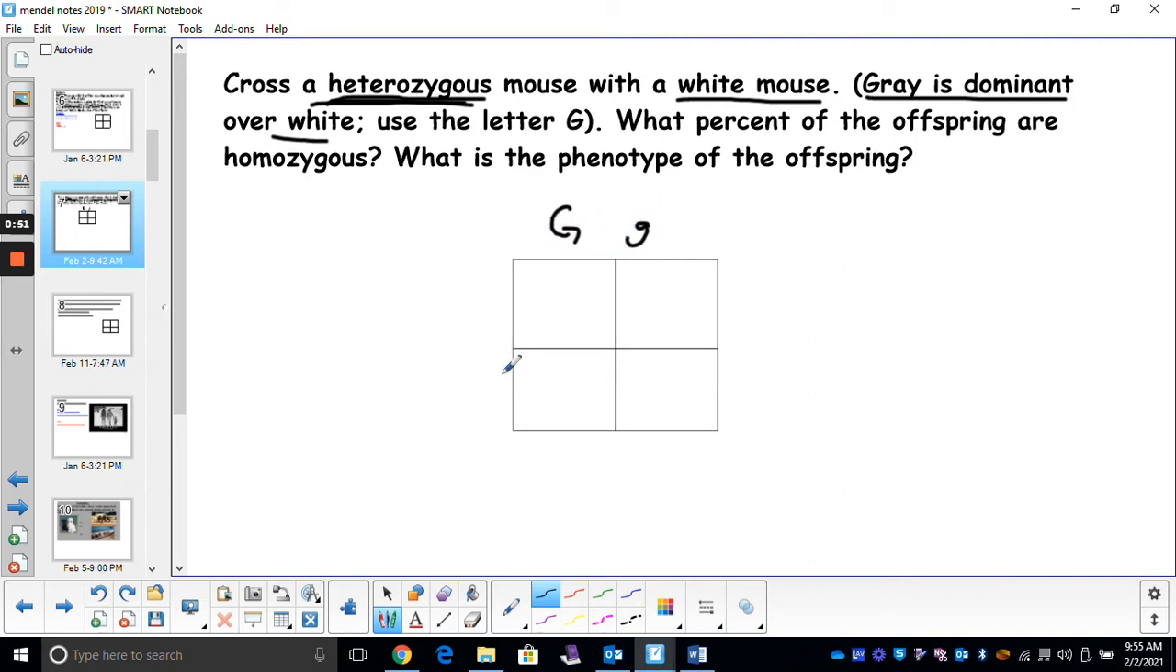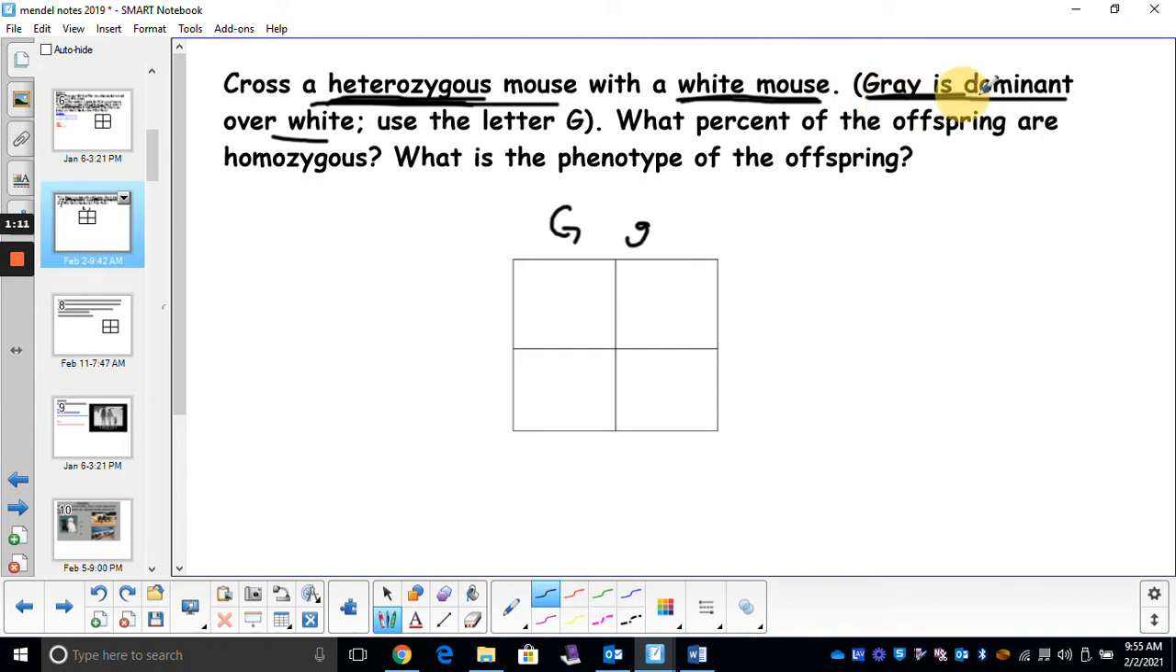Now I could put that across the side, but I just put it across the top. One letter above each box. So big G, little g, that would be one parent we have, heterozygous mouse. Our other parent, it says with a white mouse, and I don't give you any other information, I just say white mouse. So how are you supposed to be able to figure that out?